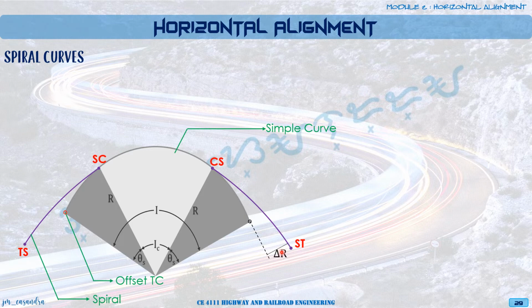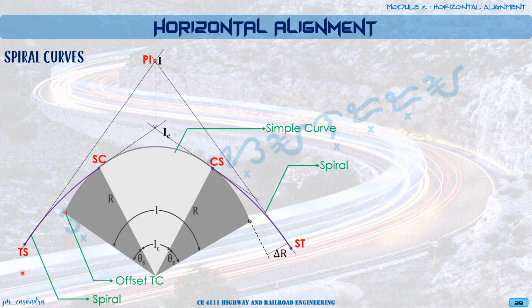Okay? So the distance now measured from the tangent of the original circular curve to your spiral is what we call your delta R. Okay? So we also have the tangents of the circular curve, the angle made by the tangents is what we call your IC, or the intersection angle of the circular curve.